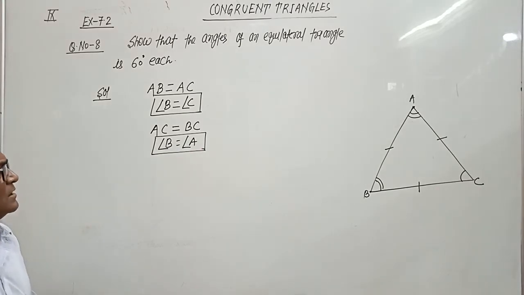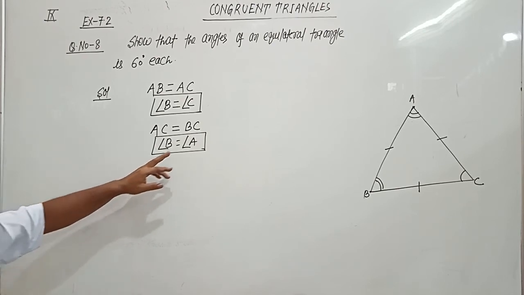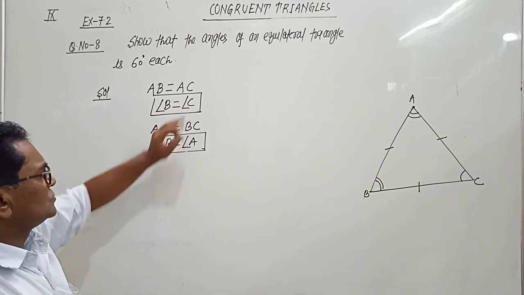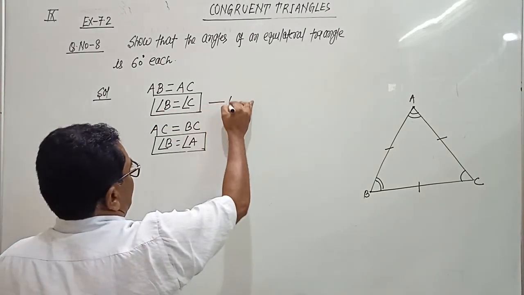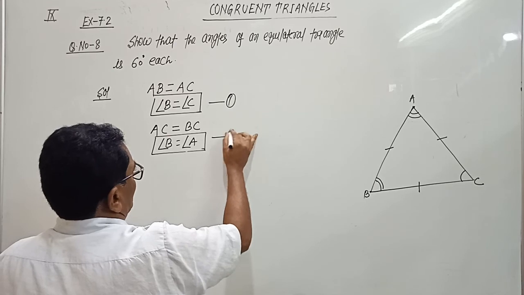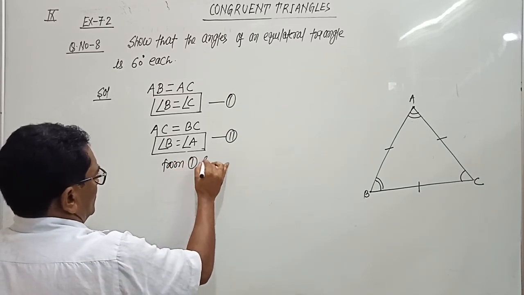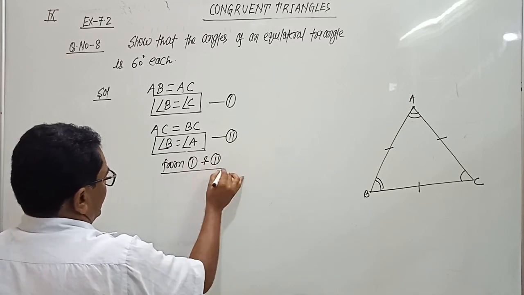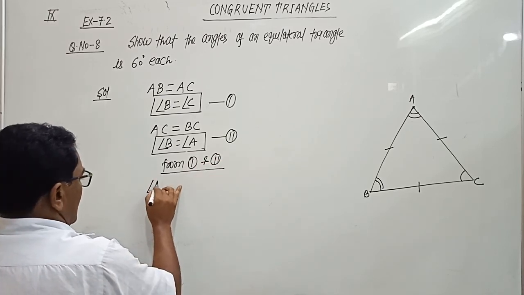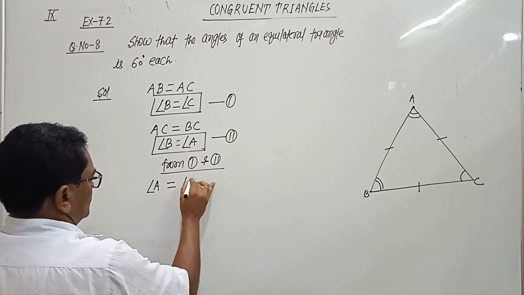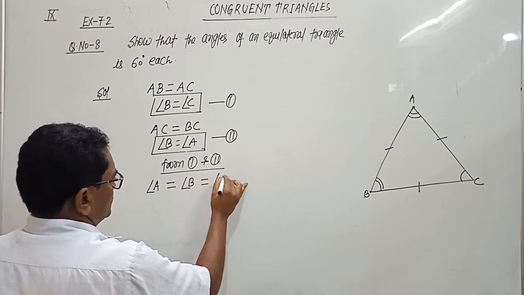So angle B equals to C, and angle B is also equal to A. It means angle A equals to B equals to C. From first and second, we conclude that angle A is equal to angle B is equal to angle C.